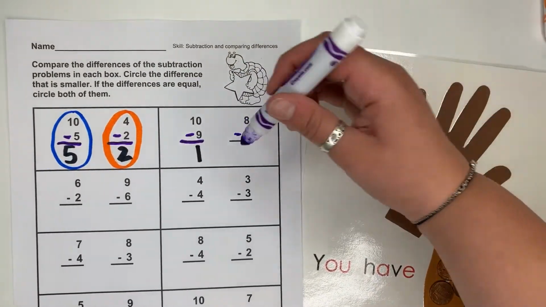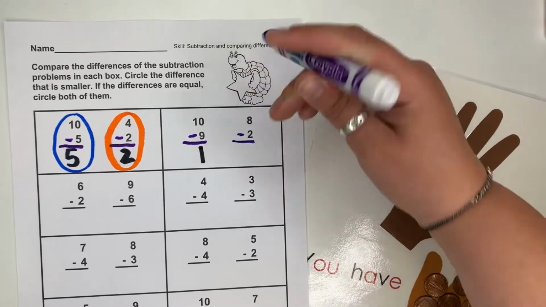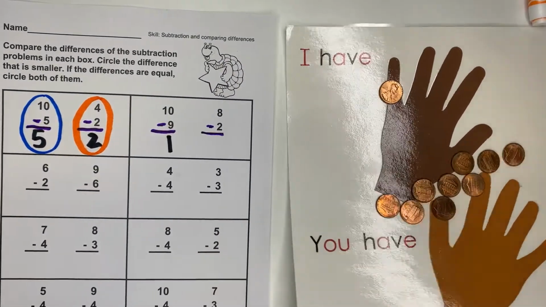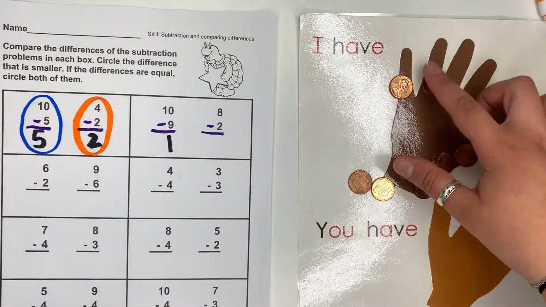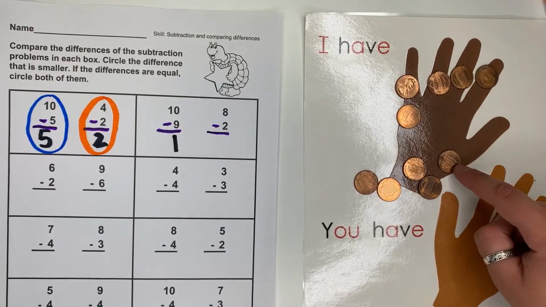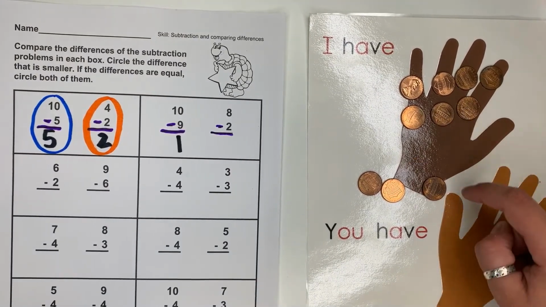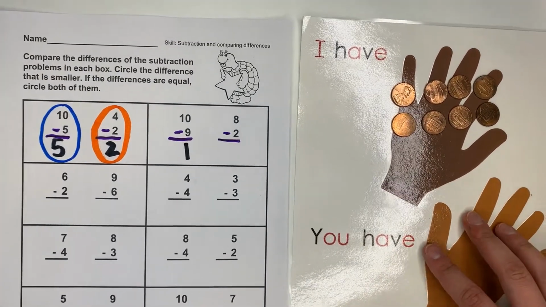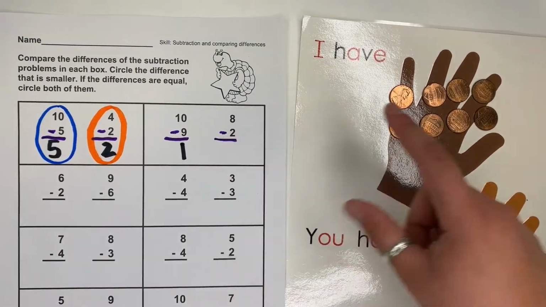8 minus 2 equals... okay, put these over here. 1, 2, 3, 4, 5, 6, 7, 8. Have my 8, and then you are going to take away 2.